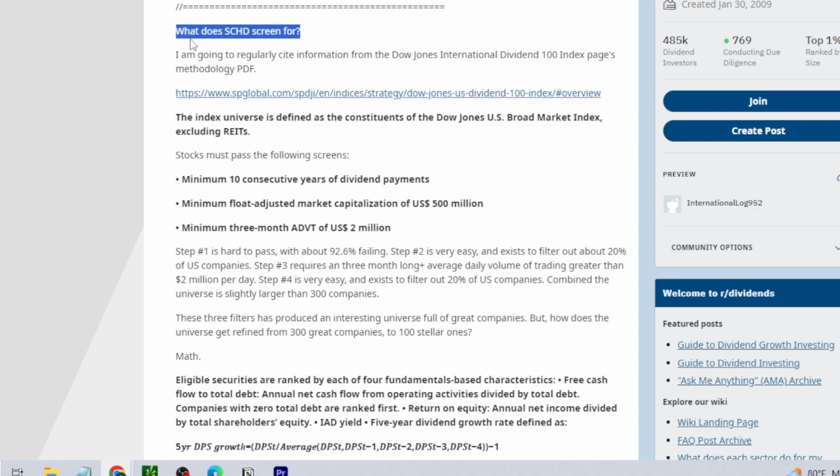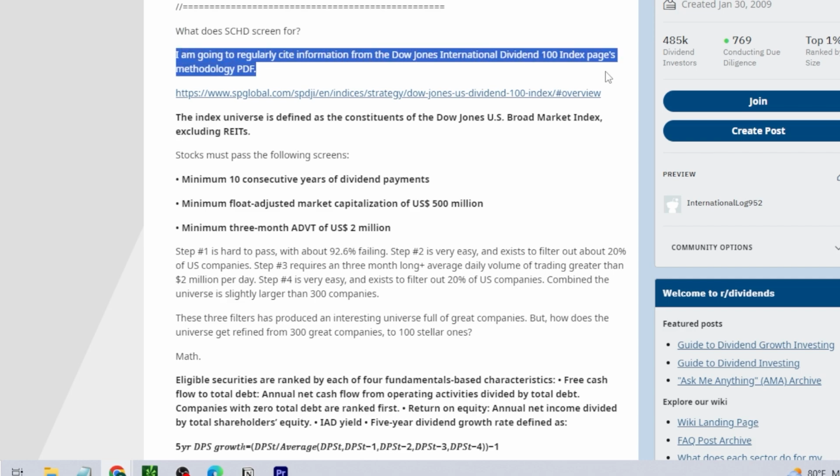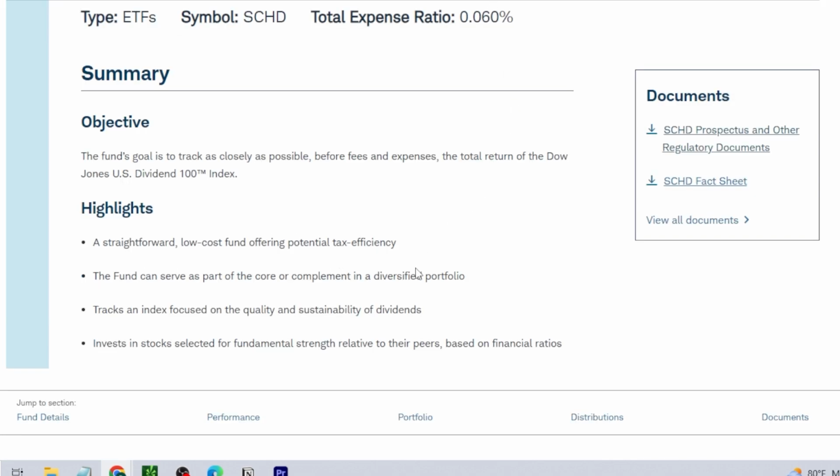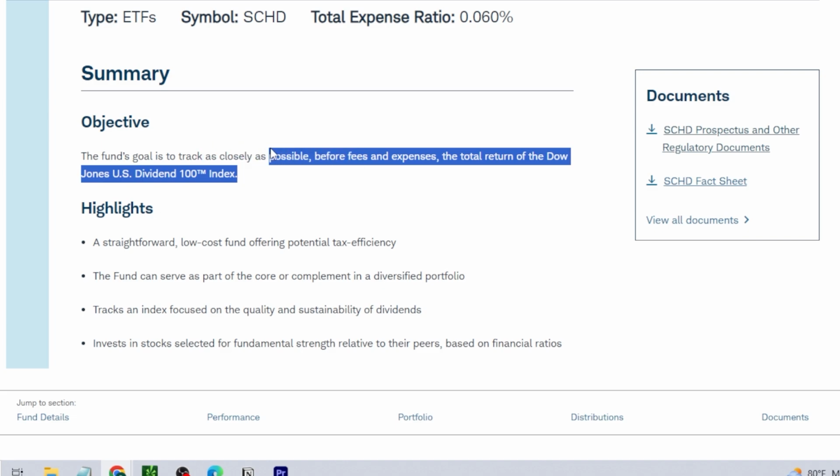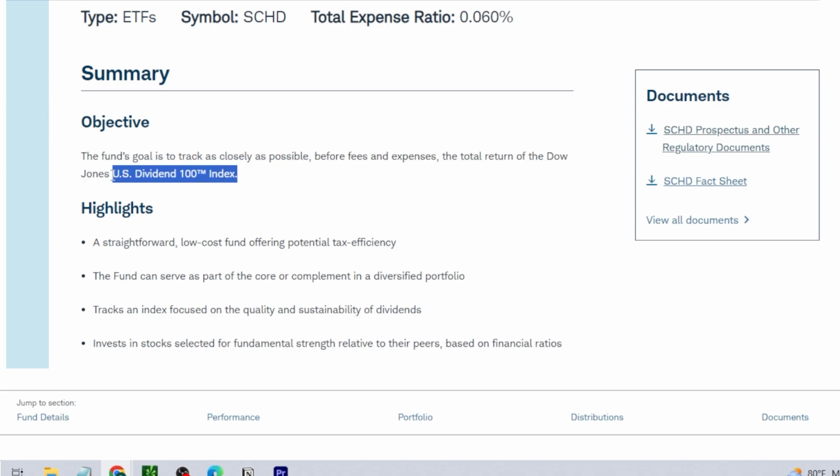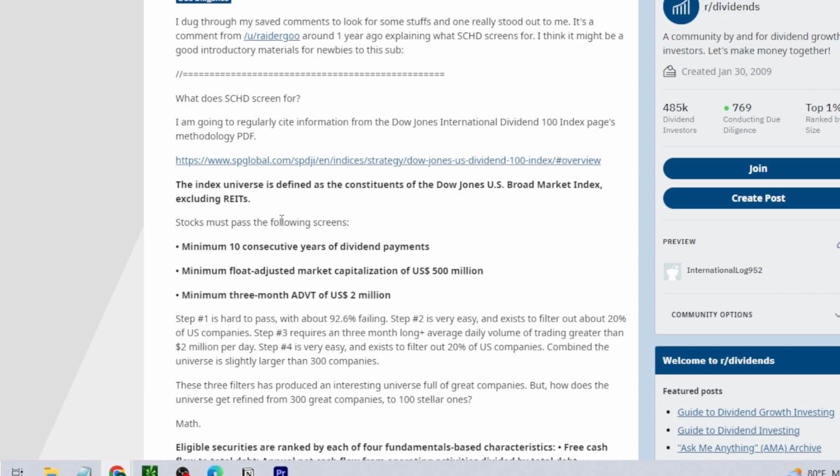So first off, it says, what does SCHD screen for? It then says, I'm going to regularly cite information from the Dow Jones US Dividend 100 Index methodology PDF, which of course you can find on spglobal.com. The reason being, as you can see right here, the SCHD ETF tracks, before fees and expenses, the total return of the Dow Jones US Dividend 100 Index. So when digging into SCHD, it's important to dig a little bit deeper into that index.